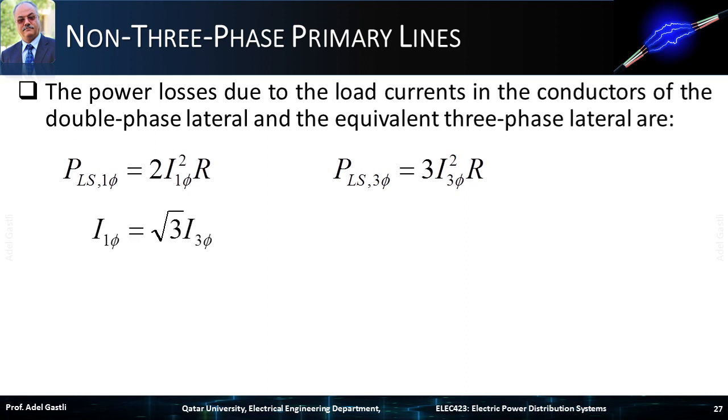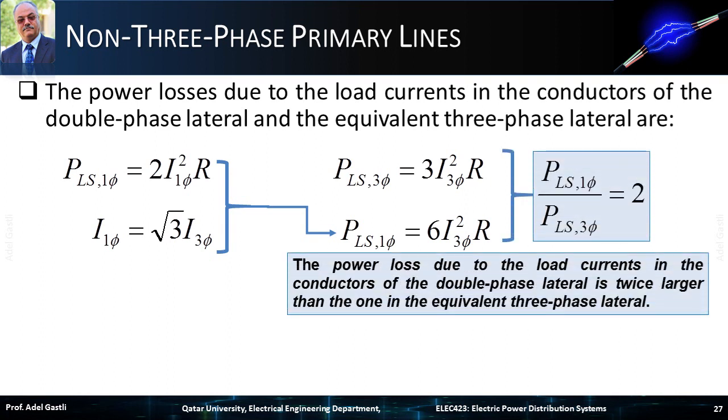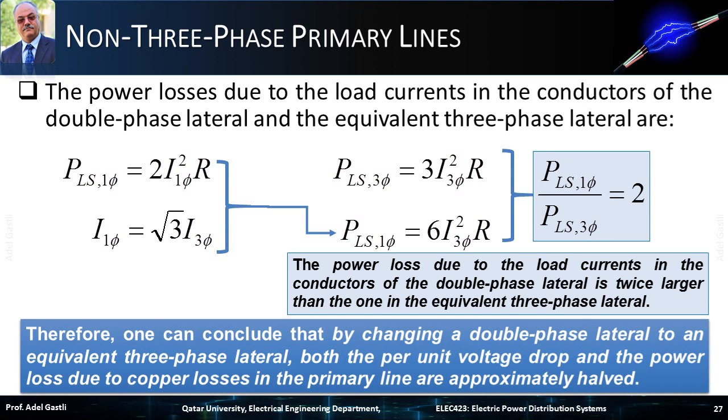Since the currents in the two circuits are related by this equation, we can write the double-phase circuit power loss as shown here. Taking the ratio of these two expressions, we can conclude that the power loss due to the load currents in the conductors of the double-phase lateral is twice larger than the one in the equivalent three-phase lateral. Therefore, we can conclude that, by changing a double-phase lateral to an equivalent three-phase lateral, both the per unit voltage drop and the power loss, due to copper losses in the primary line, are approximately halved.